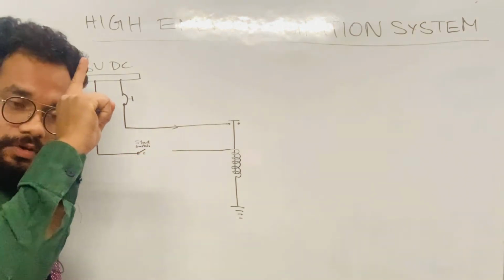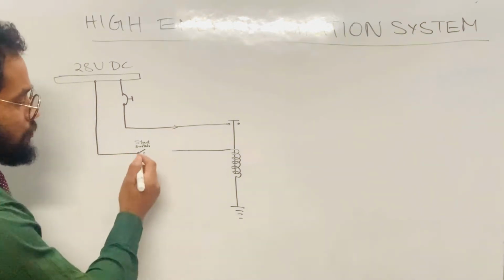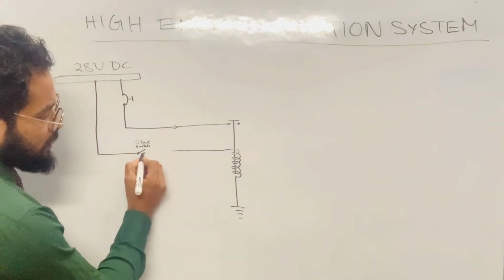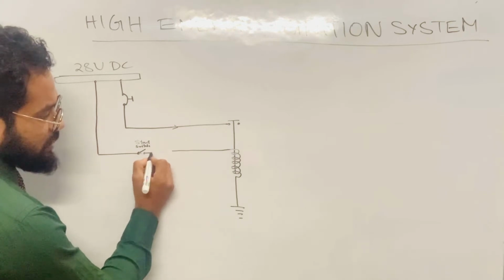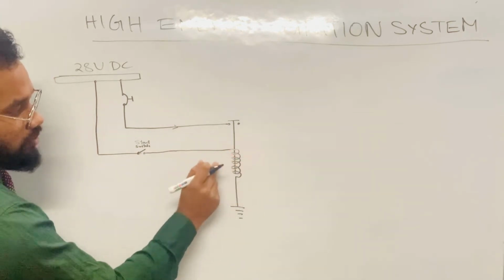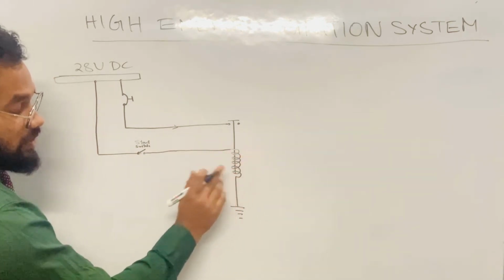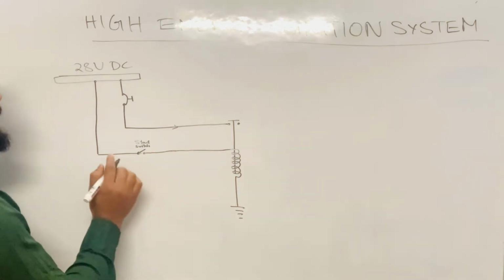When I turn on this switch, it will close this circuit like this, and this is connected to this loop. It will cause the current to flow in this. I'll explain it after some time.